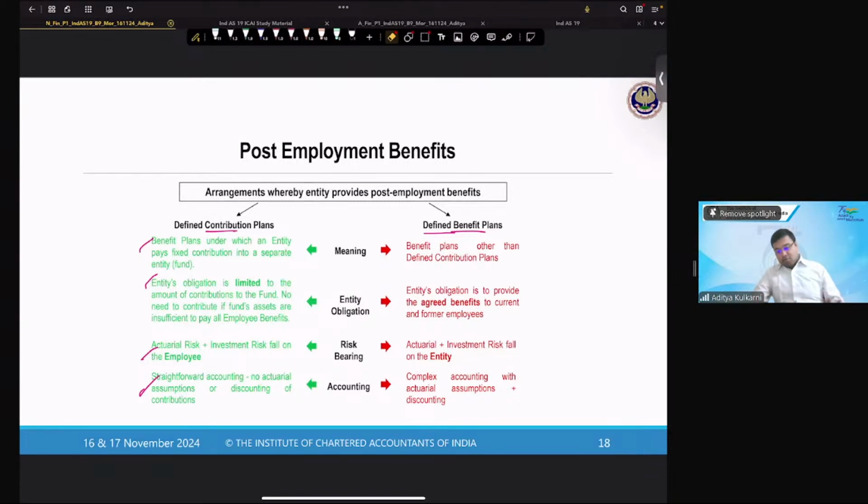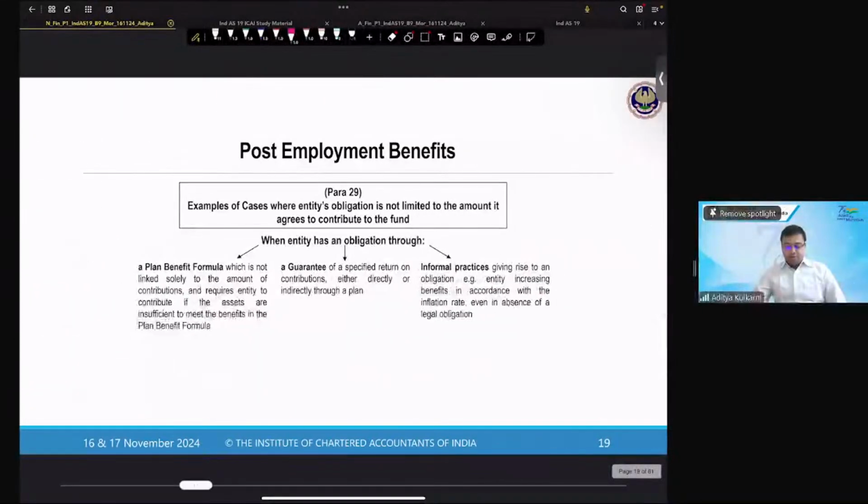Okay. Now, because of this, defined benefit plan accounting is extremely complex, extremely complex. There will be actuarial assumptions. There will be discounting. How to do that? All of this is a little complicated. For that, we will look at this when it comes.